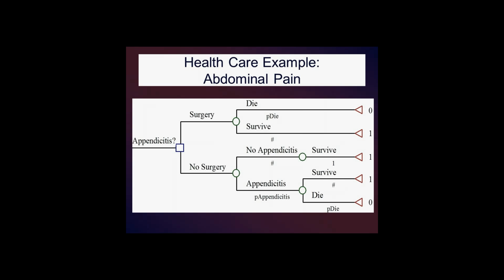Here's a healthcare example. Appendicitis. We think somebody's got appendicitis. Pretty sure they've got appendicitis. How much do we think they have appendicitis is an interesting question there. And the choice is, do we do surgery or not? If we do surgery, then they either die from the operation or survive. If we don't do surgery, and they don't have appendicitis, then they're fine. Okay, they'll get over it. If we don't do surgery and they have appendicitis, then there's some chance that they'll die from the appendicitis.